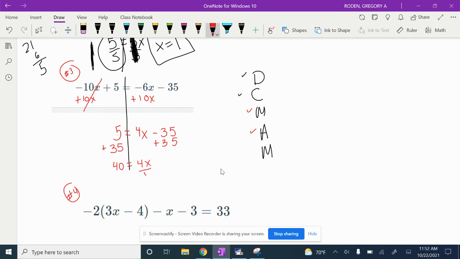Now I'm simply just going to divide both sides by 4. And so the 4's cancel. There's your spooky one. So you get x equals, 4 goes into 40 10 times. So your answer is x equals 10.